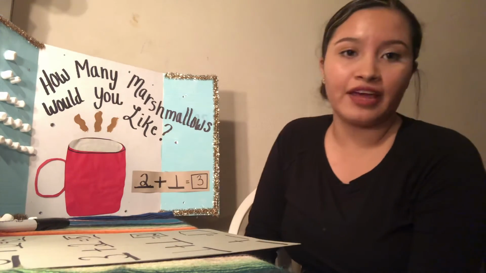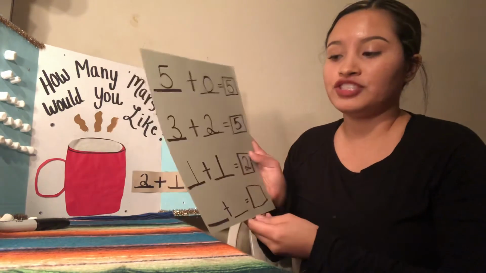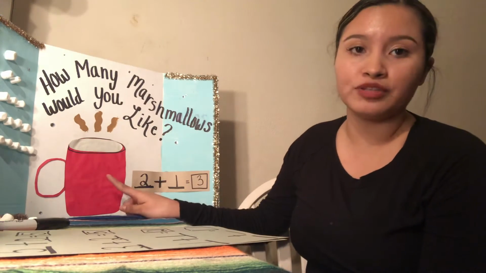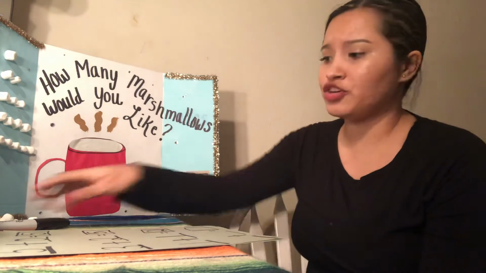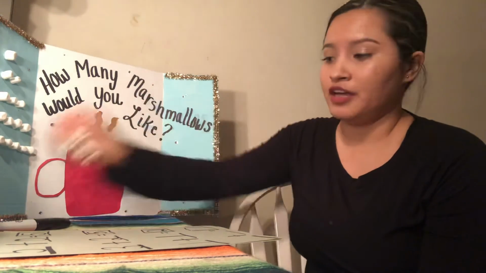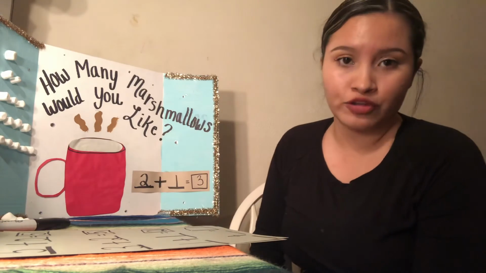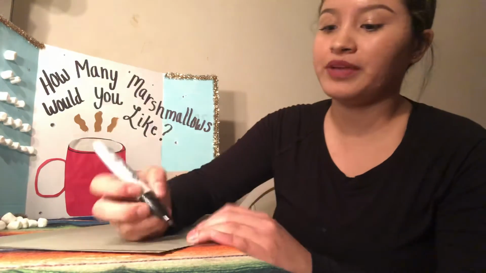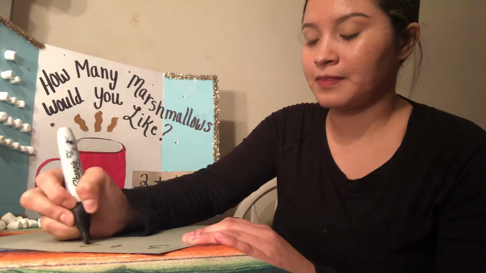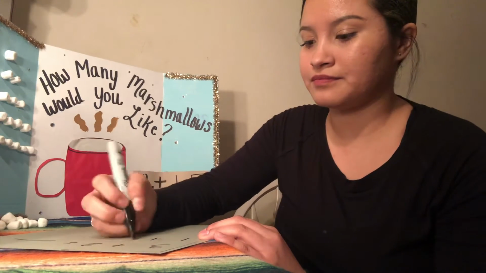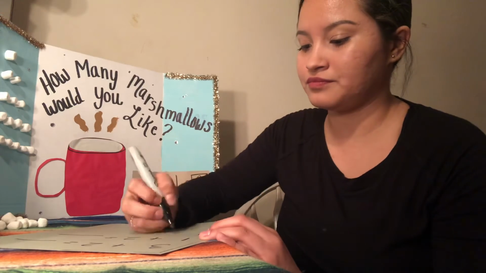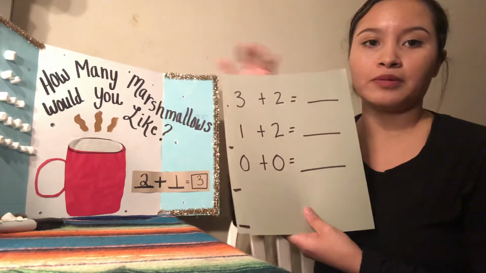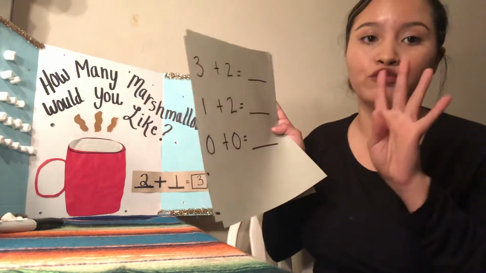So now that we've done this together, I want y'all to go back to your seat and you're going to grab one of these sheets of paper. You're going to have your own cup to work with. In your cup, you're going to use your marshmallows to add the problems that I've written on those worksheets, okay? So for example, the worksheet that you're going to get is going to look a little bit like this. You're going to have 4 problems. Here I only have 3, but you're going to have 4 problems.